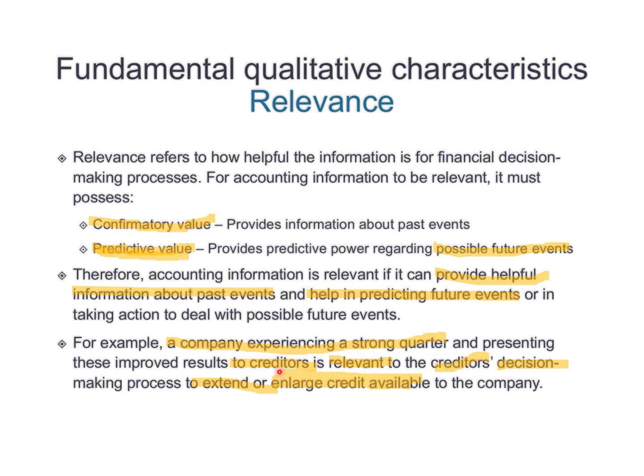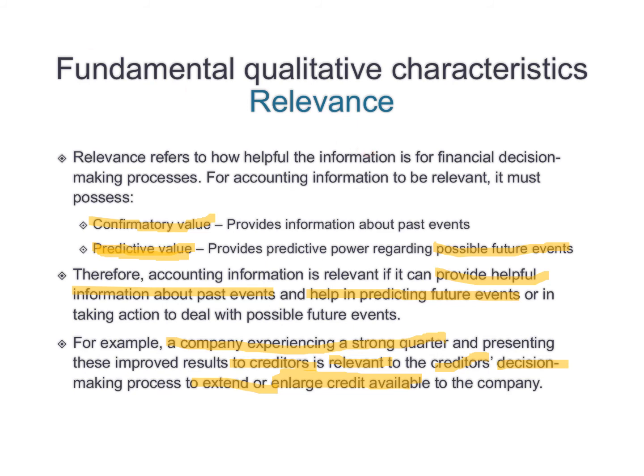Betul tak? So to be relevant, ingat dia kena ada dua, confirmative value and also predictive value. Dia boleh disahkan dan juga dia mesti ada satu predictive value yang membolehkan kita assess, okay, in the future, how would the company perform? So kalau sekarang ni dia perform well, in the future kita harapkan dia sama juga, dia perform well ataupun better, so that the creditor will decide further sama ada nak extend ataupun nak enlarge credit available to the company. So that is the first qualitative characteristic yang fundamental, yang paling penting.